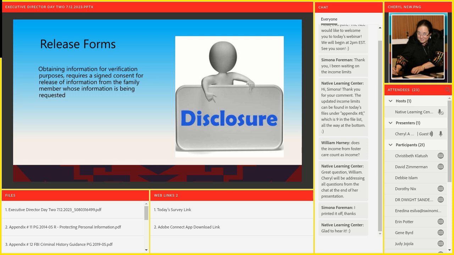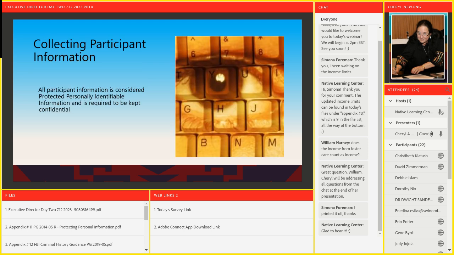So your release forms, obtaining information for verification purposes requires a signed consent for the release of information from the family member whose information is being requested. So that means also when you're going through and you're doing your research on a yearly basis, take a glance and see if anybody turned 18 within the last year and make sure that you get a form from them, okay?